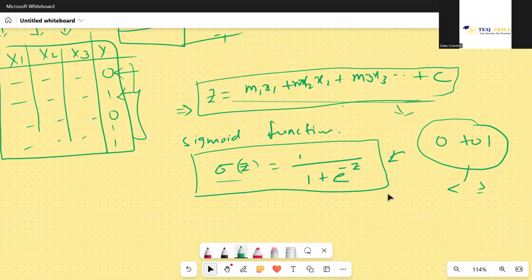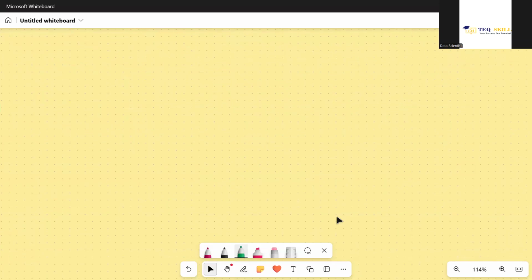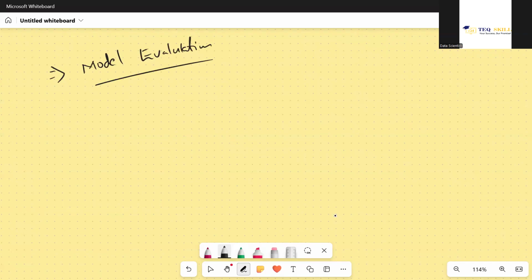To know the bias and variances, with the help of model evaluation, we can evaluate your model, whether the model we are building is a valid model or an invalid model. We cannot blindly trust the model we created, right? So with the help of model evaluation, we can finalize your model.